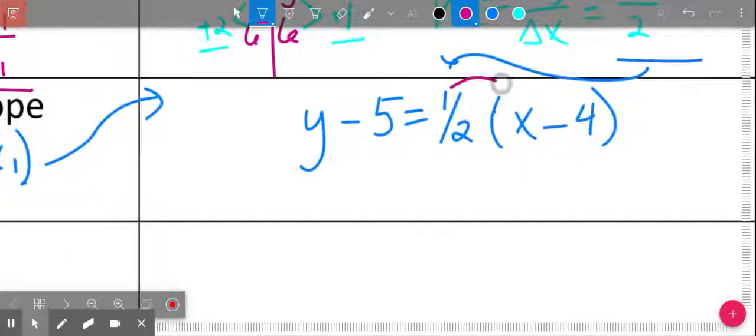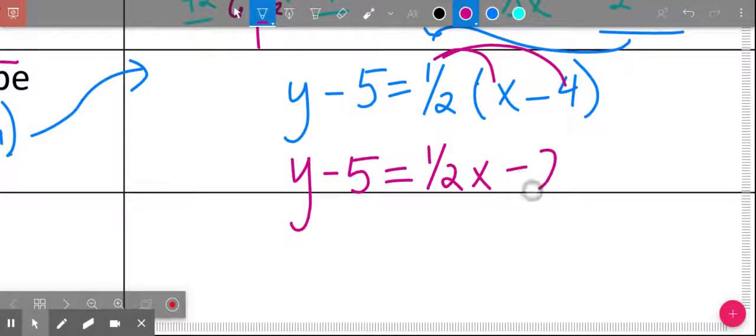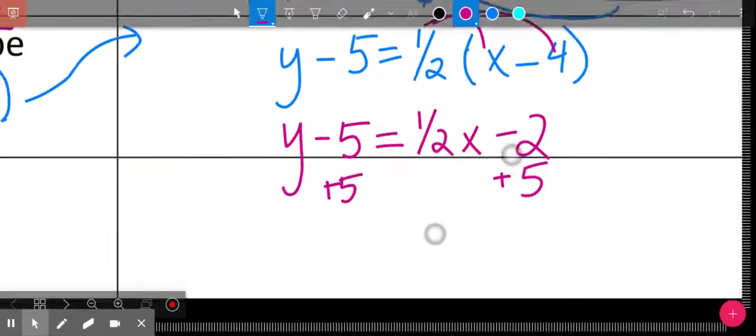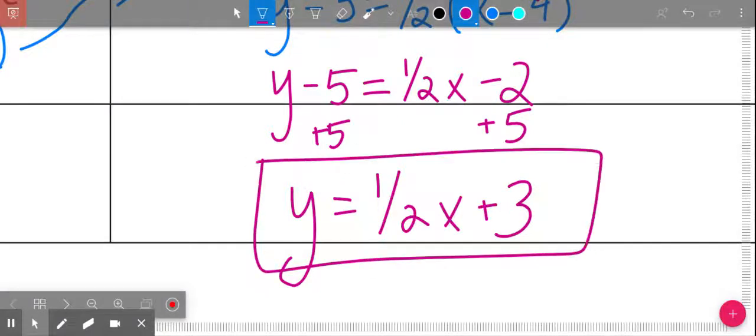So we're going to start by distributing the 1/2. We'll get y minus 5 is equal to half of x, and then 1/2 times a negative 4 gives me a negative 2. And then we're going to add the 5 over, and we'll get y is equal to 1/2 x. Negative 2 plus 5 gives me plus 3. And that's going to be the equation of our line.